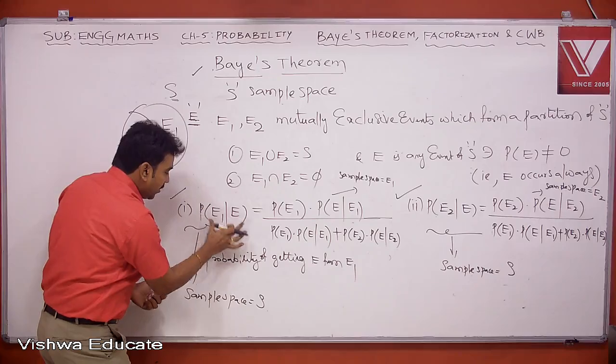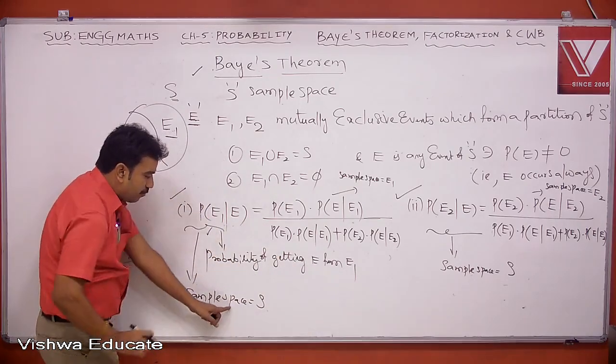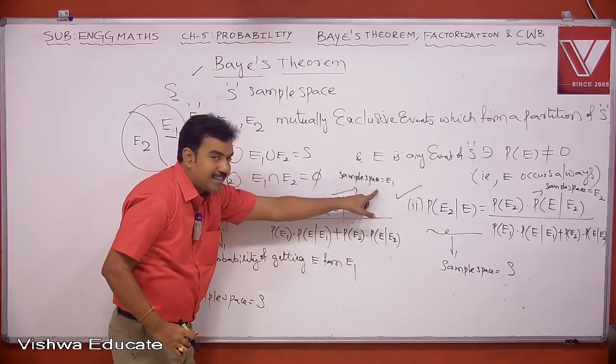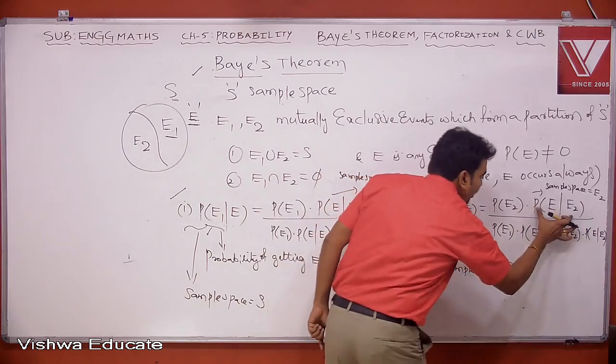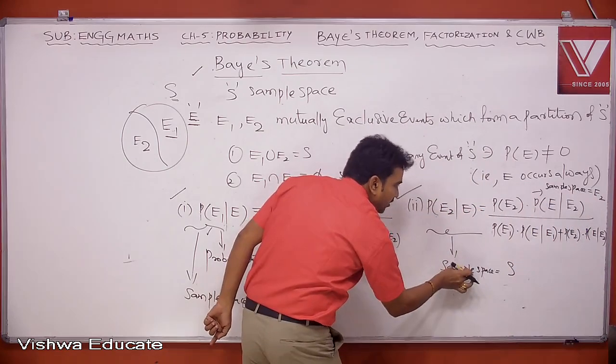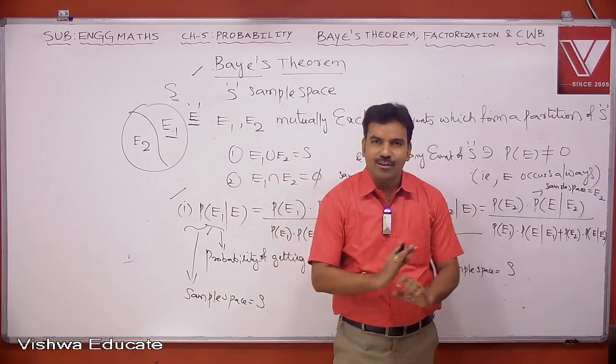This P is the probability of getting E from E1. But to get this probability, the sample space is E1. To get this probability, the sample space is E2. To get this probability, the sample space is S. So if you write these points, things will be very clear. You need not be confused at all.